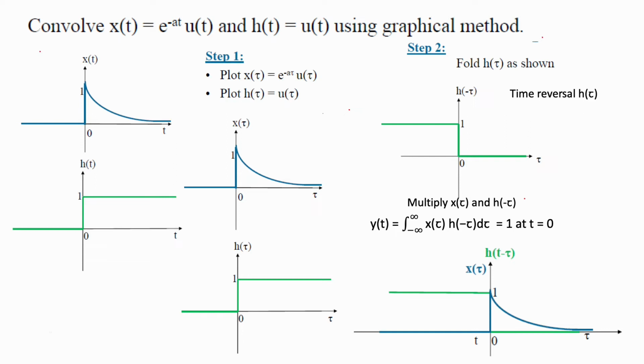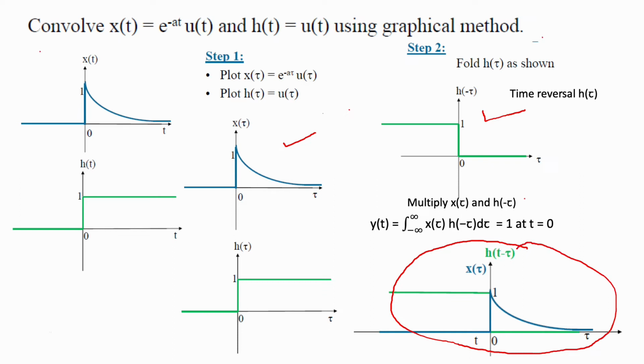Multiply x of tau, h of minus tau. The product is drawn here. This is the product of x of tau, h of t minus tau. At t equal to 0, you see both signals, the amplitude becomes 1. That is written here. The first step, that is step 2, is over.